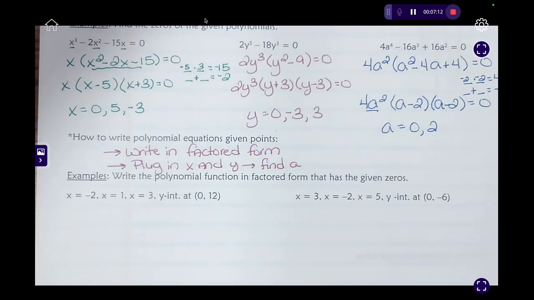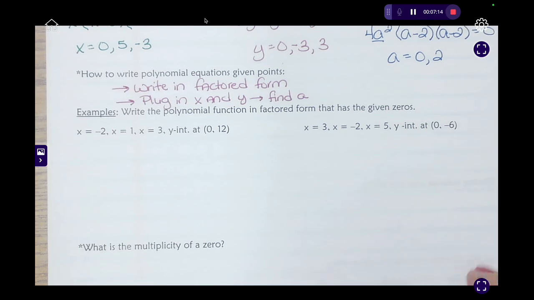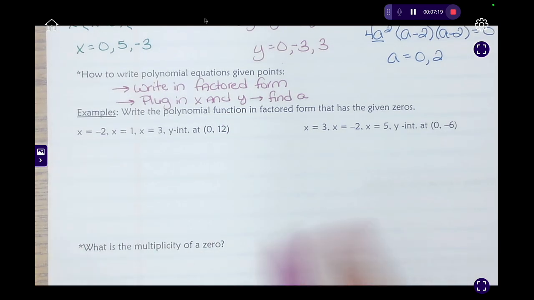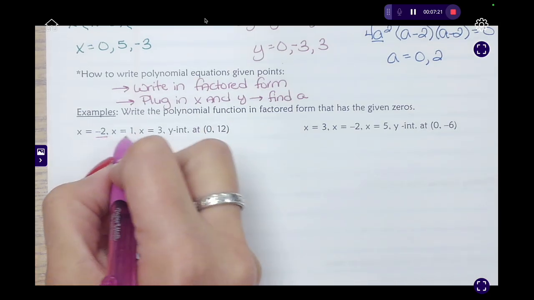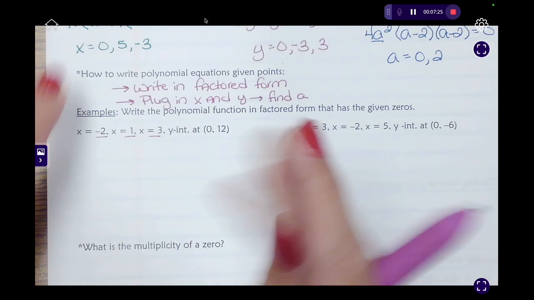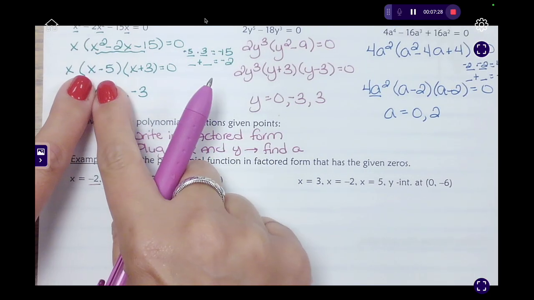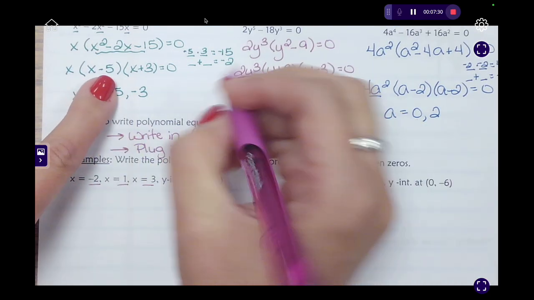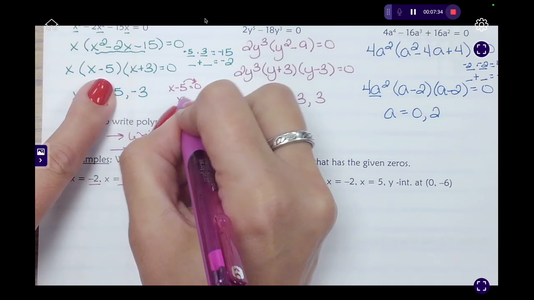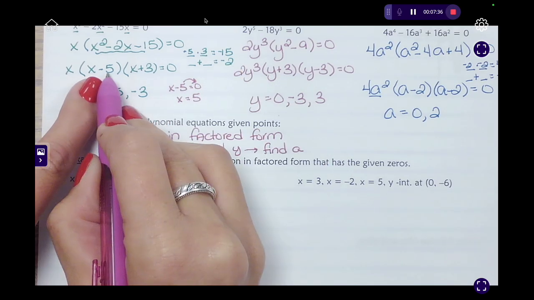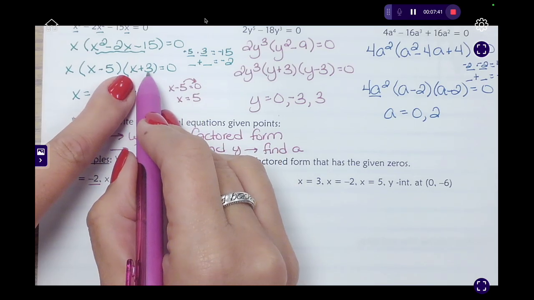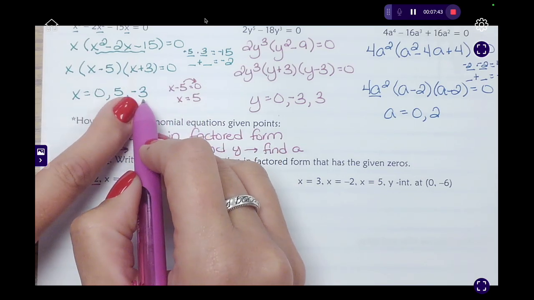Okay, so we've got two of these examples. Looking at this, these are my solutions: -2, +1, +3. I'm going to take these solutions and write them in factored form. You need to remember, like right here, when I solved these in factored form and set that equal to 0, I moved the 5 over and that gave me a +5. So that -5 became a +5 for my answer. Same thing right here, that +3 became a -3 for my answer.